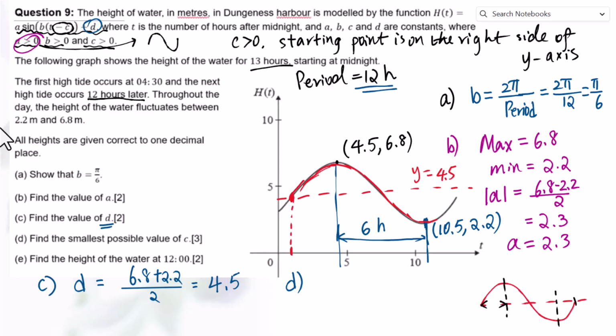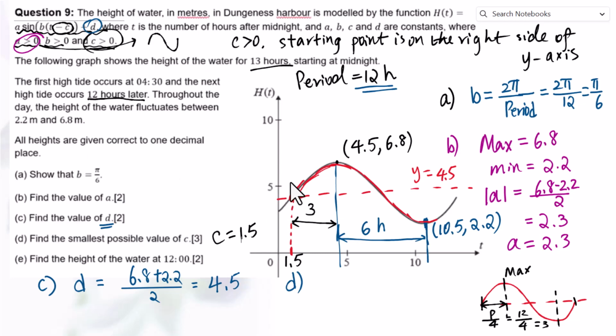This is the starting point because this is a positive sine pattern. We do know for a sine x pattern, the horizontal distance from starting point to this maximum point is period over 4, which is 12 over 4 equals 3. This horizontal distance is 3. Therefore, this is 1.5. We know C is positive, so C equals 1.5.